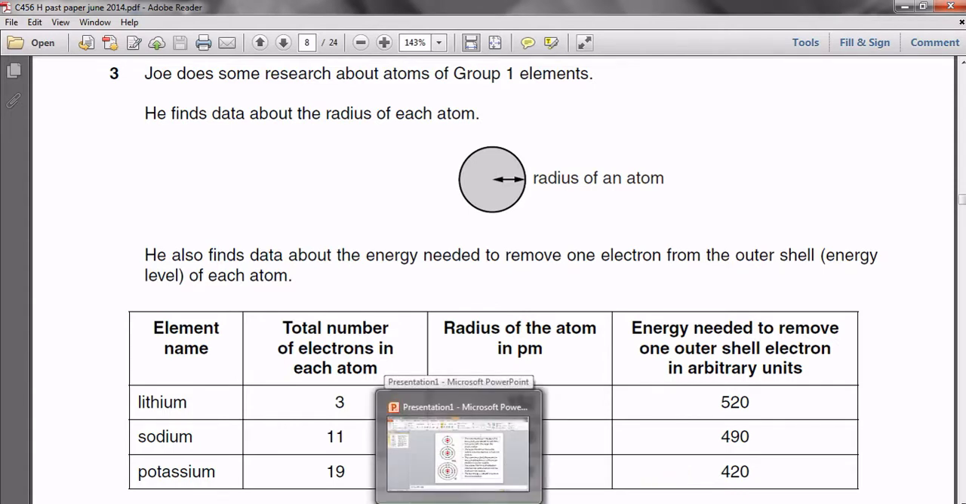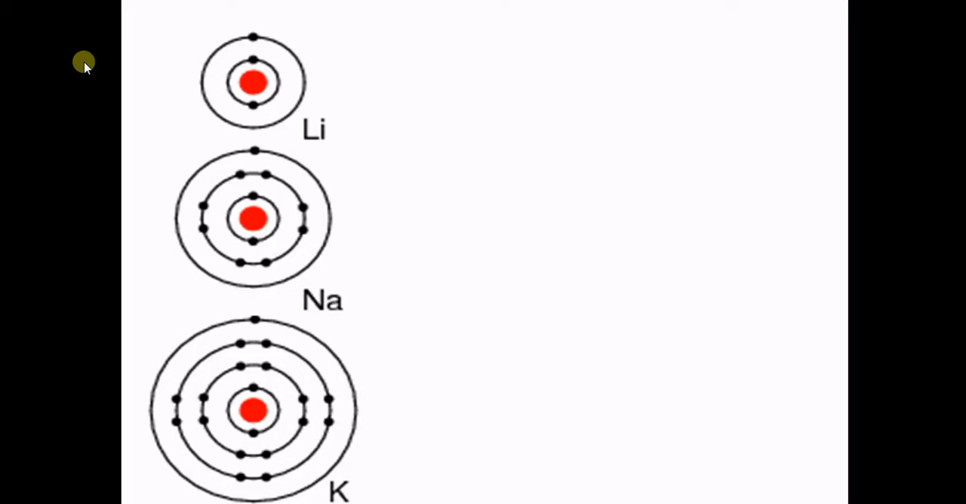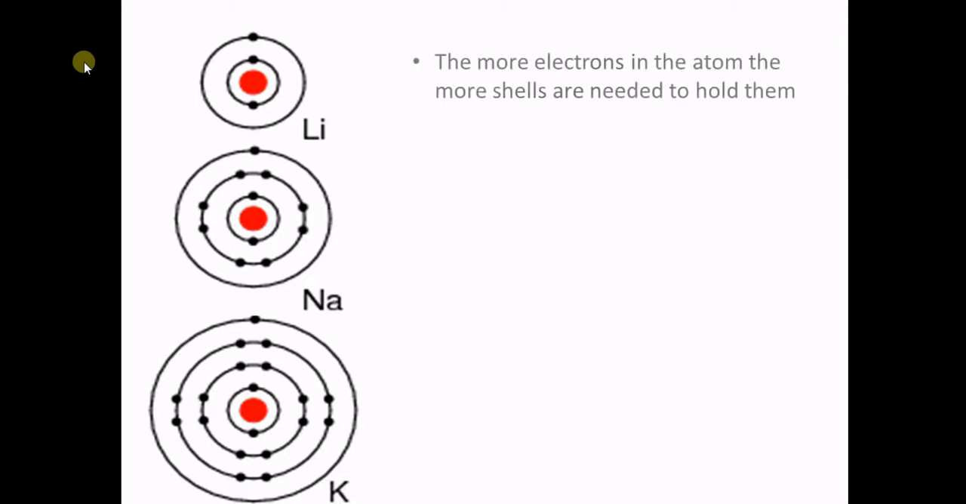Then we need to explain this using ideas about electron shells. So let's have a look at the 3 atoms. So here's the atomic structure for the 3 atoms that are shown in the table. The first thing to note is that the more electrons in the atom, the more shells are needed to hold them. In lithium you've got 3 electrons, so you've got 2 shells. The first shell's got 2 electrons, the next shell's got 1 electron.